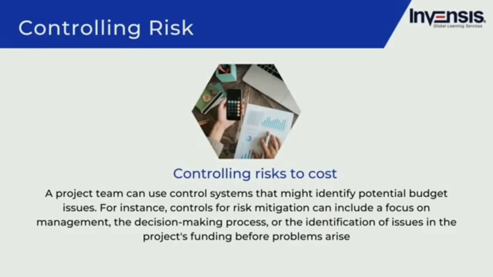Third is controlling risks to cost. A project team can use control systems that might identify potential budget issues. For instance, controls for risk mitigation can include a focus on management, the decision-making process, or the identification of issues in the project's funding before problems arise. This can also provide insight into how money is being allocated, and if there is a danger of going over budget, the team can detect it in advance and take actions to limit it, such as lowering expenditure or deleting a resource that might be too expensive for the project.